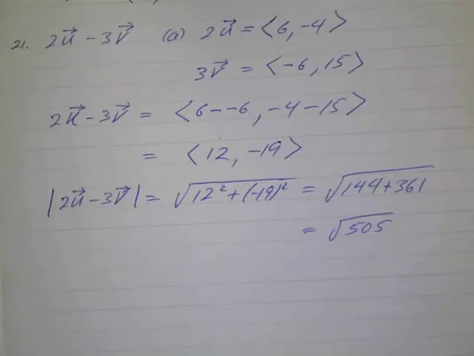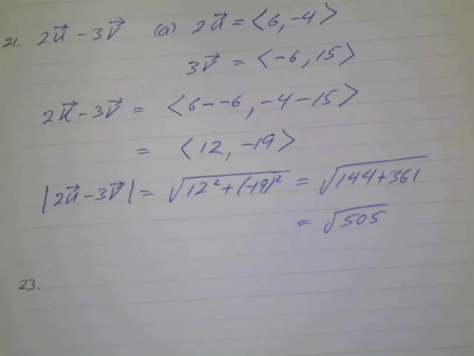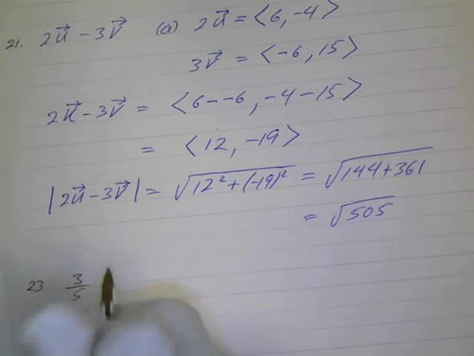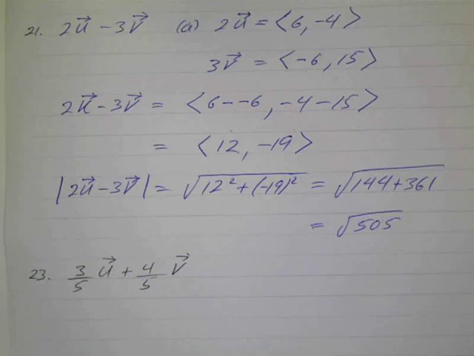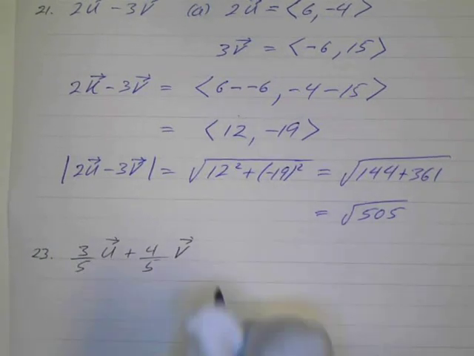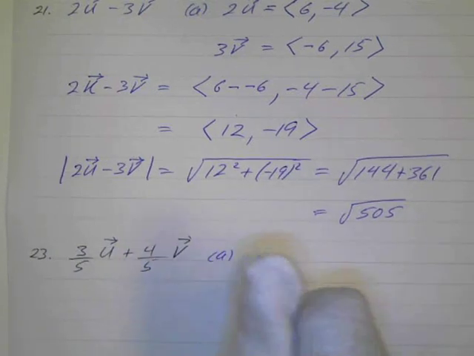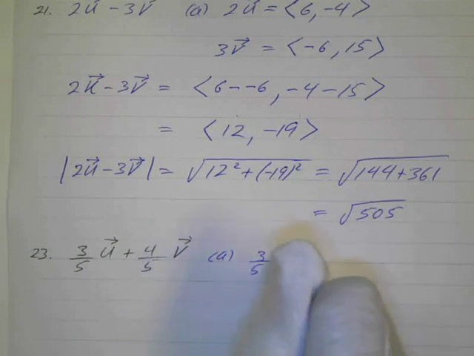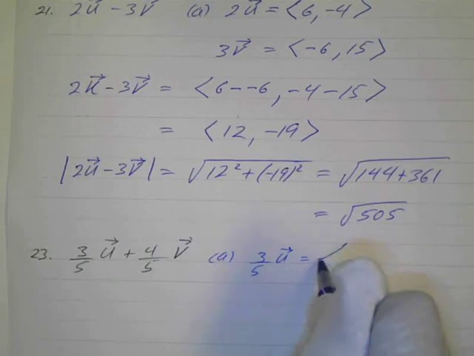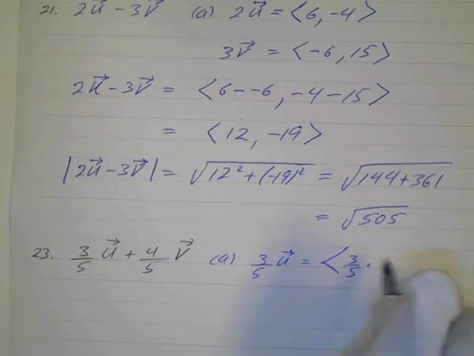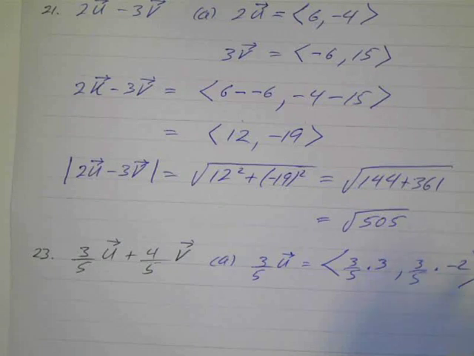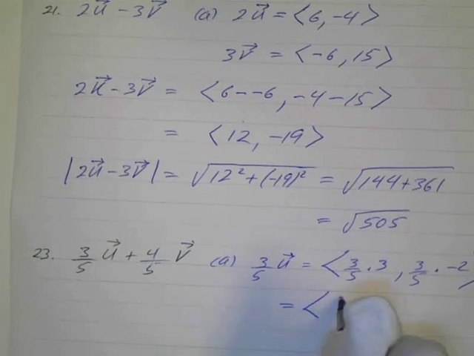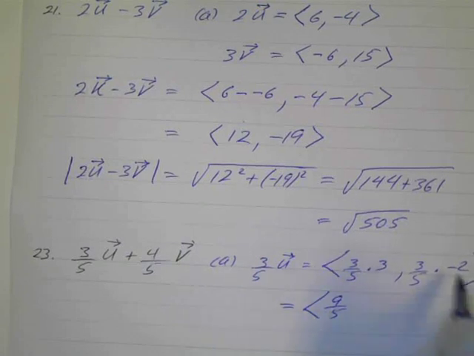And then number 23. 3/5 of u plus 4/5 of v. Oh, man. Okay, so A, we want to find just the vector, so we'll take 3/5 of u, and u was this, so it's 3/5 times 3, and then 3/5 times negative 2. And that's going to equal what? 9/5, and then minus 6/5.